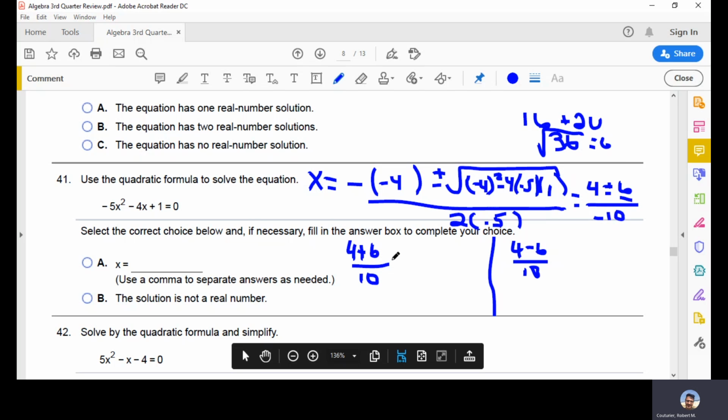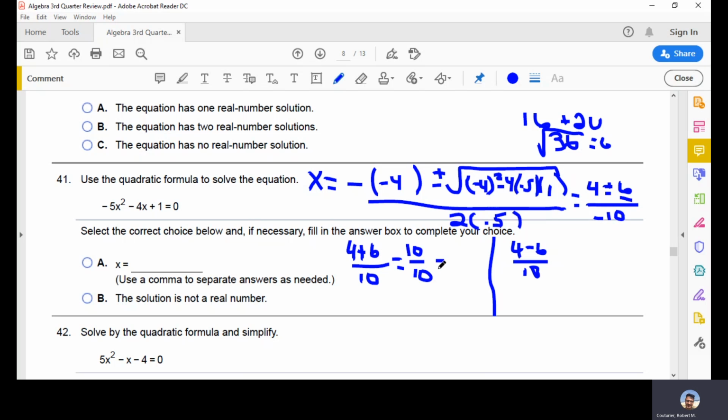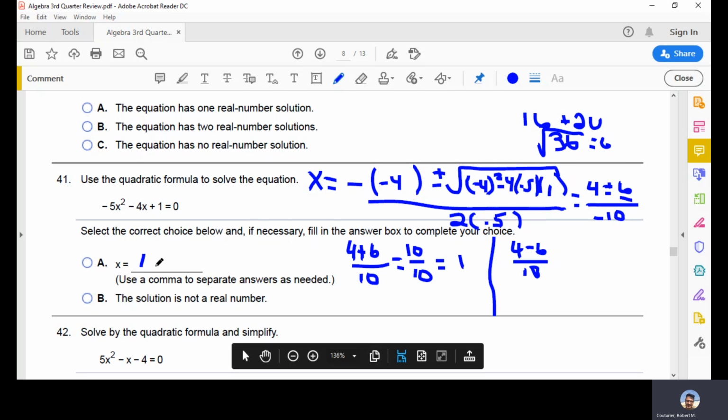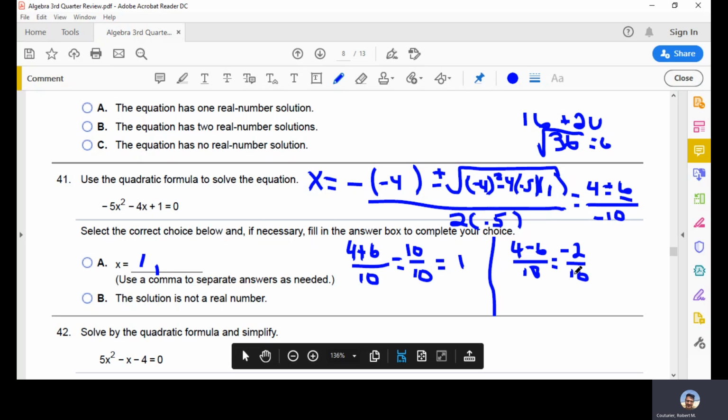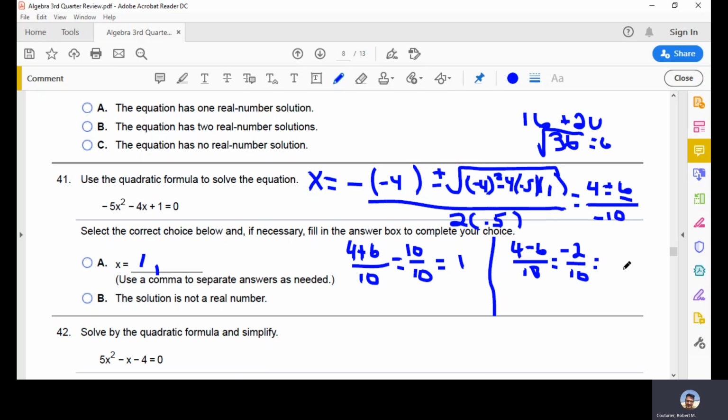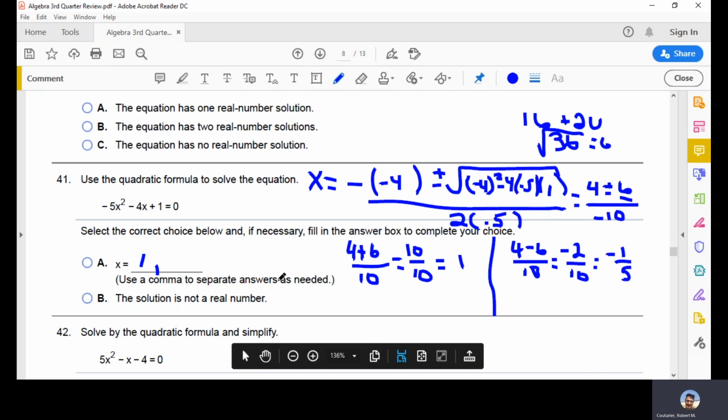Okay, so 4 plus 6 is 10. 10 divided by 10 equals 1. Here's one possible solution. And then we do the next one, 4 minus 6. Okay, so we have a -2. Don't stop. This can reduce. Look, you have a 2 and a 10. It can definitely reduce. So 2 goes into 10 5 times. 2 goes into 2 once, and it's negative because it's a positive divided by a negative here. Okay, so here is your other one, -1/5.